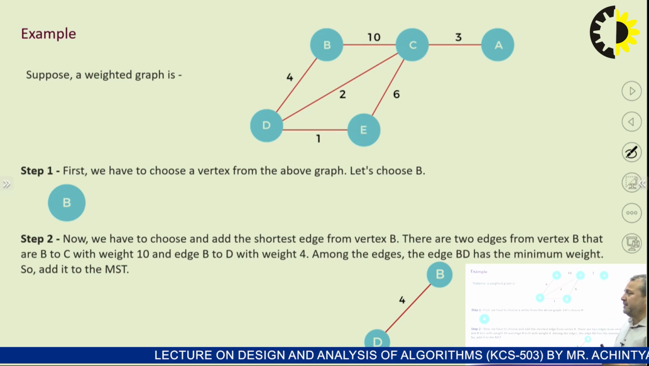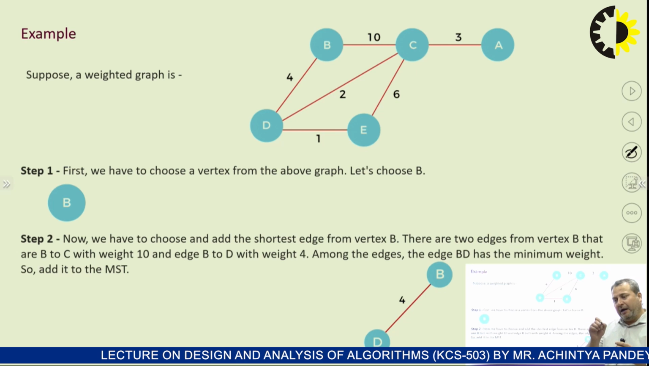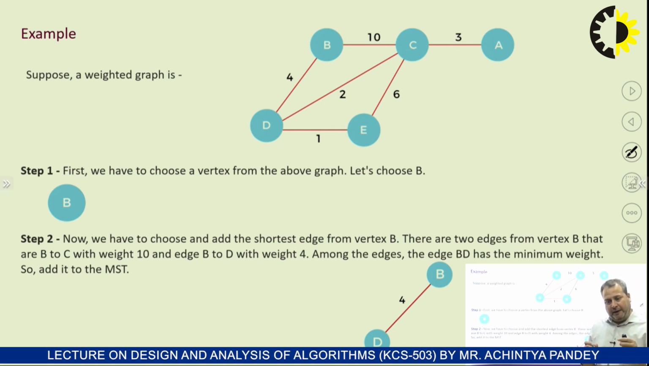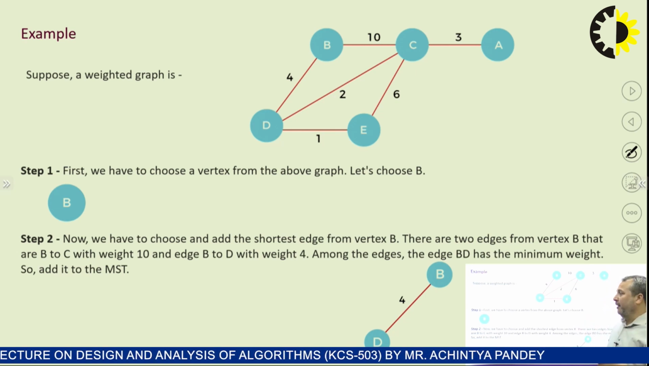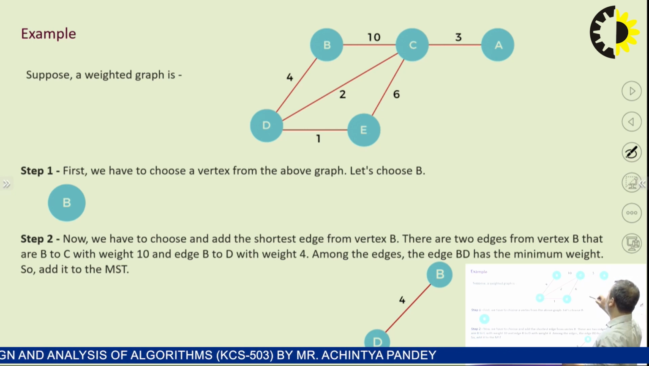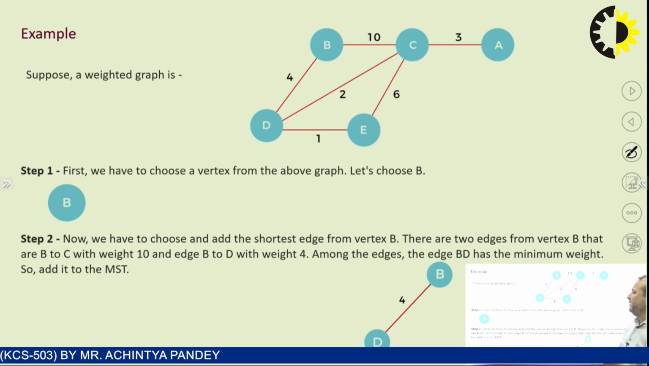Choose any vertex, and from that vertex we will draw the edges, and we will find the minimum weight edge. Suppose this is the graph. How many vertices are there? 1, 2, 3, 4, 5. So there are 5 vertices. This is step 1.